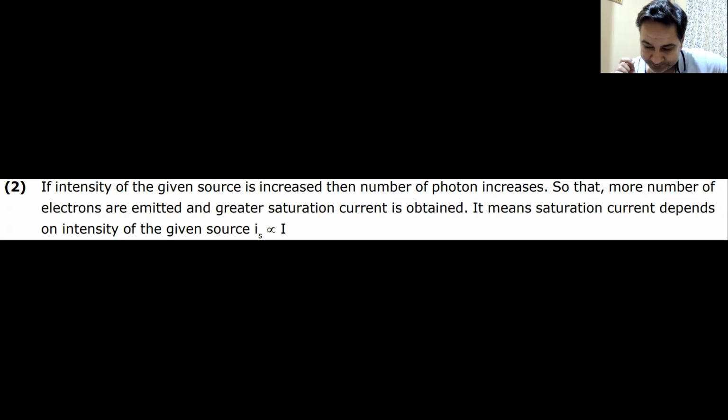But this will happen if and only if the energy of the photon is more than the work function. We cannot change the stopping potential by changing the intensity. We can only change the saturation current. Stopping potential does not depend on intensity. Stopping potential depends on frequency.